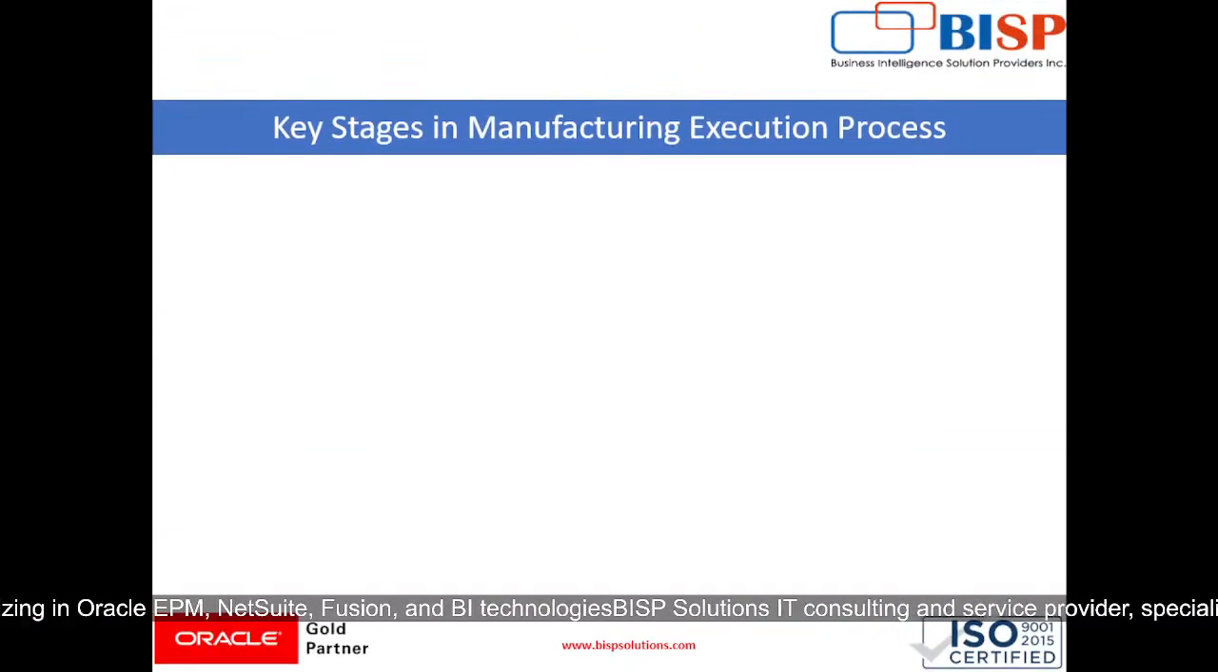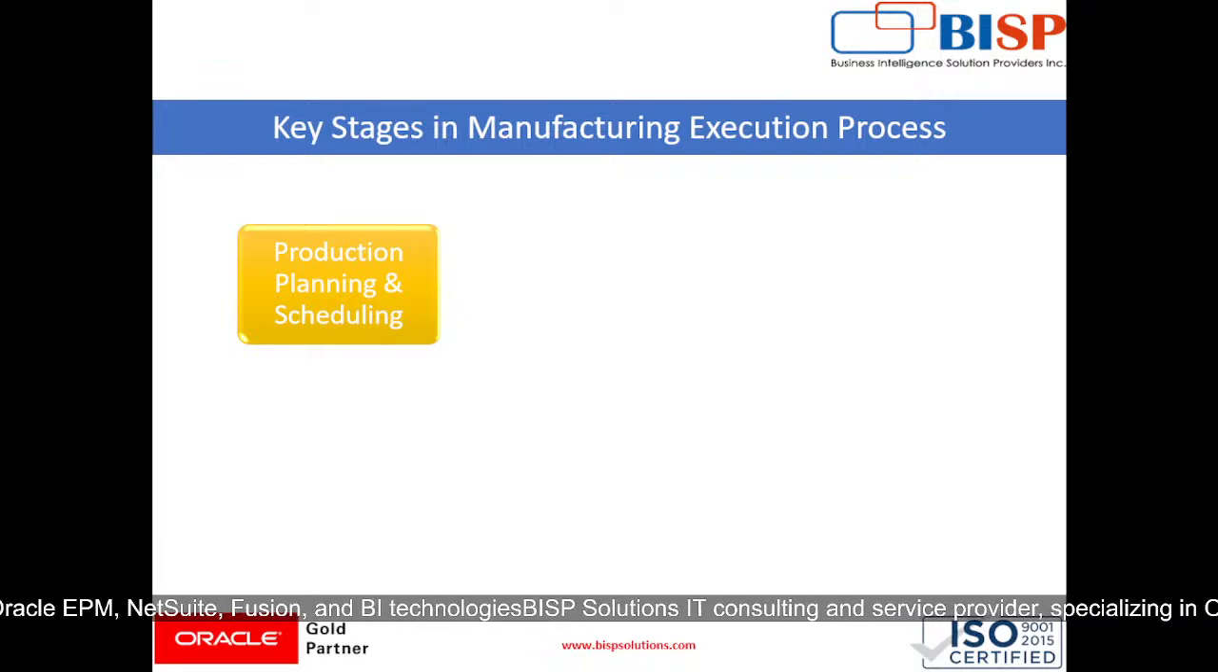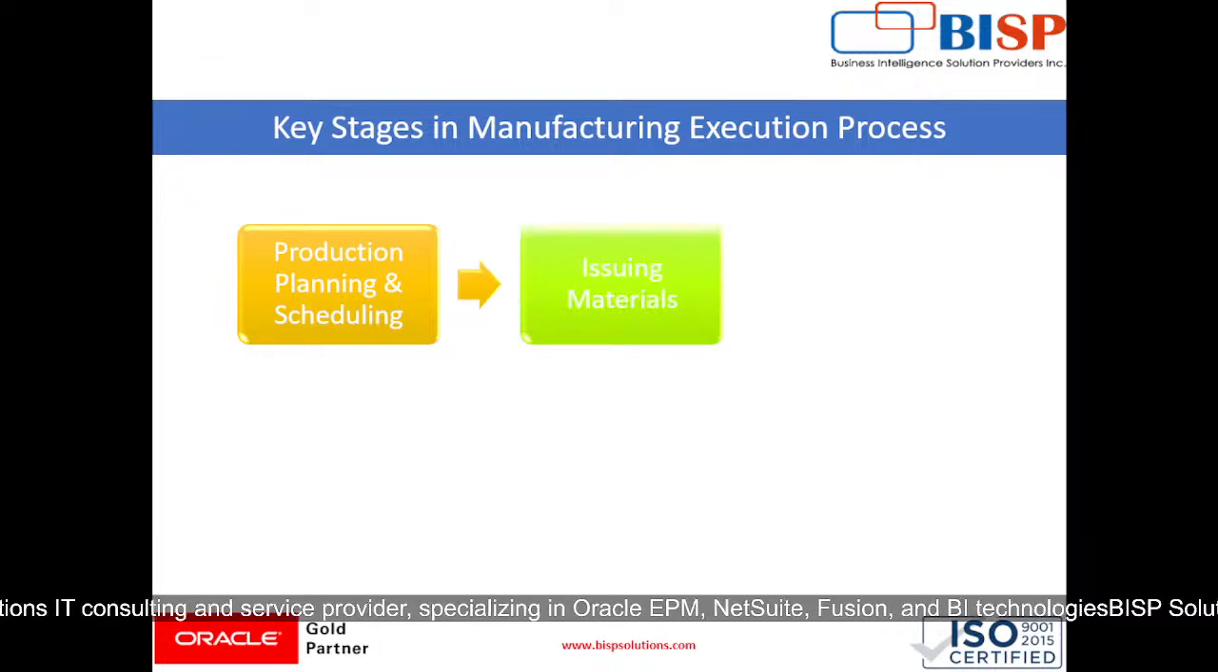Key stages in the manufacturing execution process. First is production planning and scheduling, where we have to define production plans based on demand, schedule work orders with estimated completion time, and allocate resources, which means materials, labor and machines. Then we have to issue materials, where raw materials or components are issued to the production floor, and it ensures that the bill of material is followed.